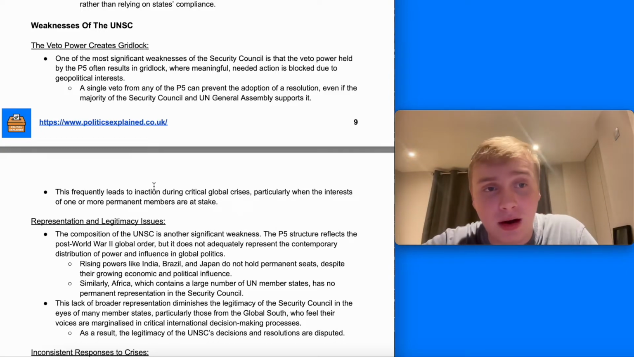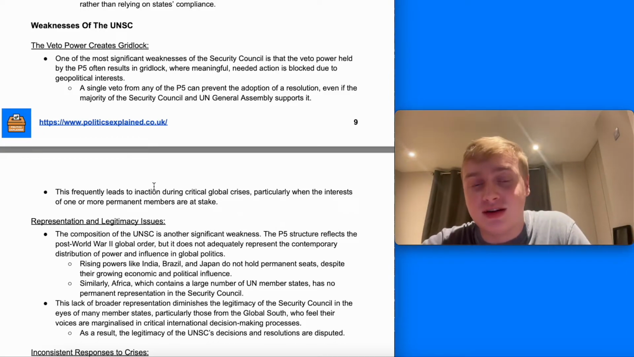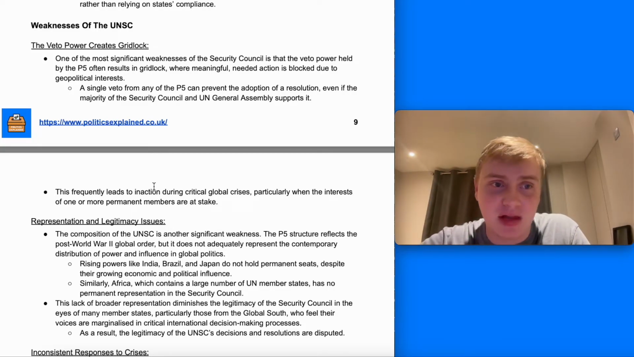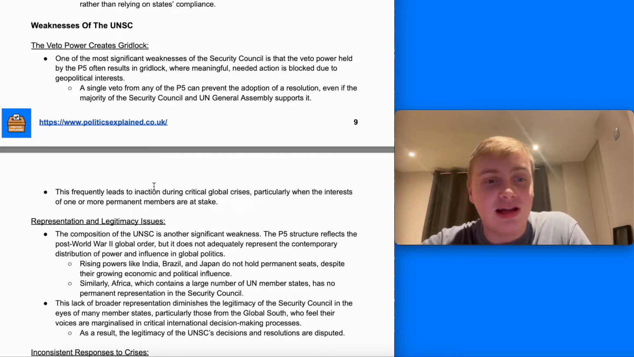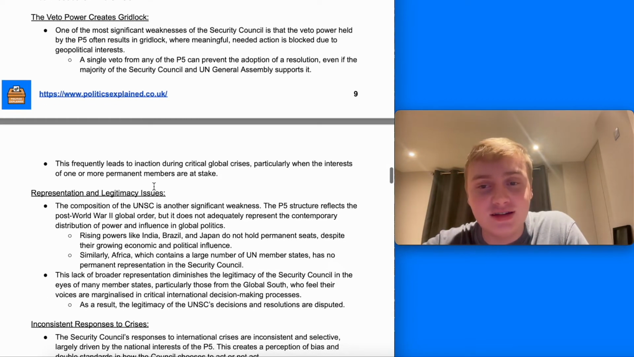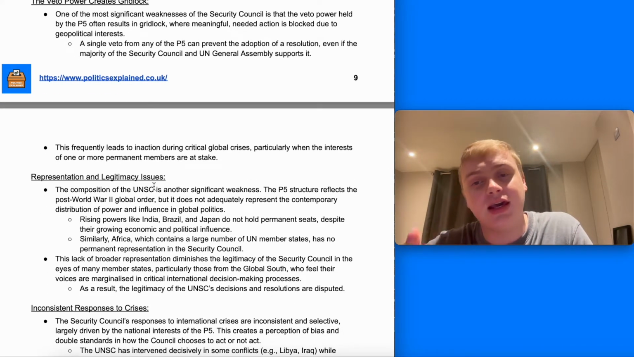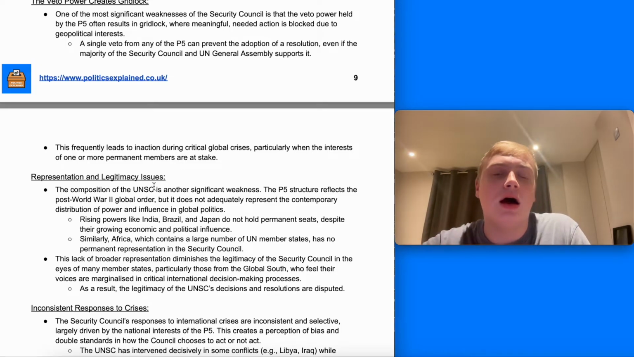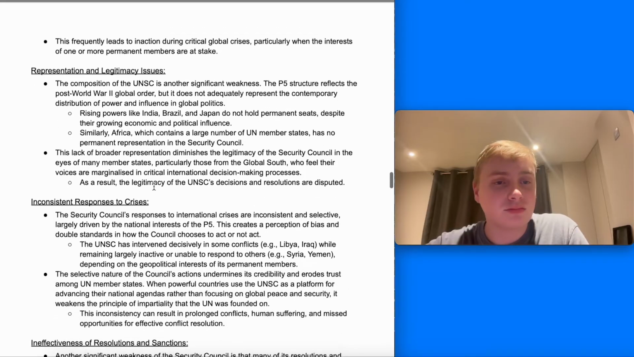The first is the veto power, and that it really creates gridlock. One of the most significant weaknesses of the UN Security Council is that often in situations where meaningful action is needed, it's blocked due to the geopolitical interests of one of the P5 members. A single veto can prevent the adoption of a resolution, even if the majority of the Security Council and UN General Assembly support it. On pretty much any global issue, you can assume that one of the United States or Russia is going to disagree with it and veto it because they're always on different sides. This frequently leads to inaction during critical global crises. The Syrian civil war, which has just come to an end actually, is a really key example of that, as we'll look at in the case studies in a bit.